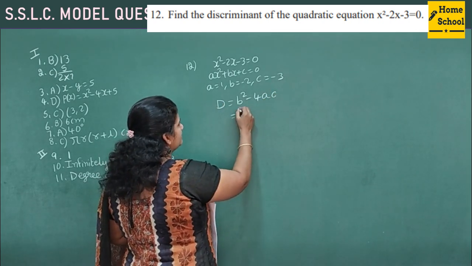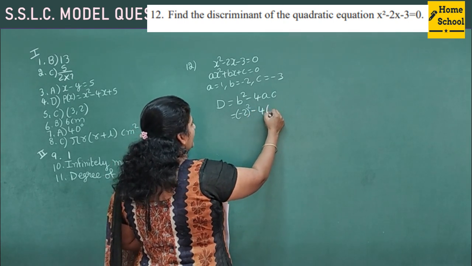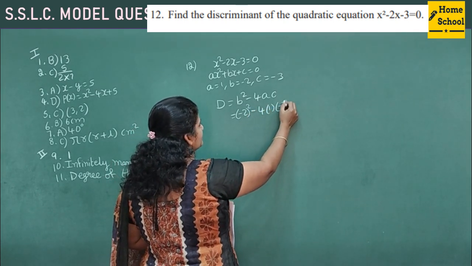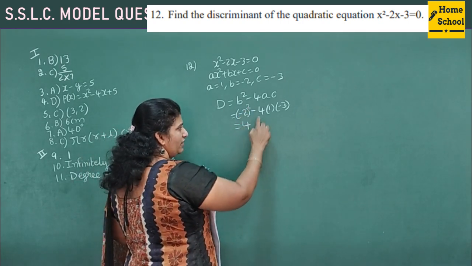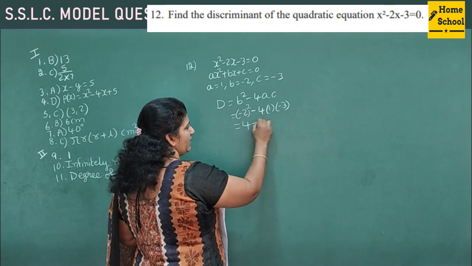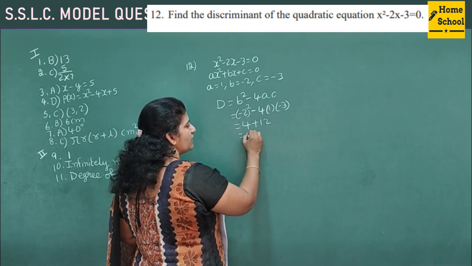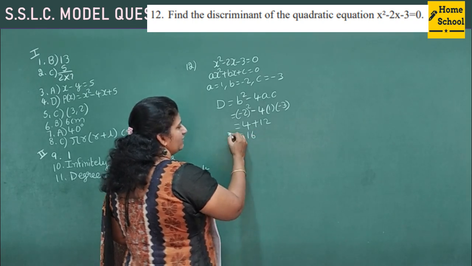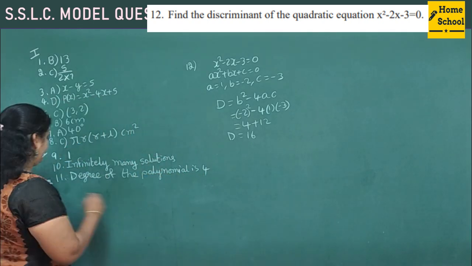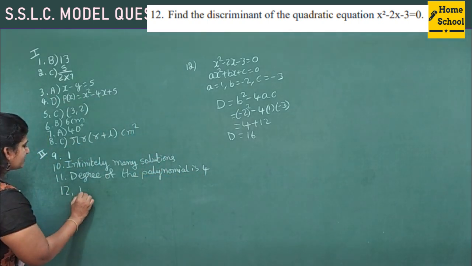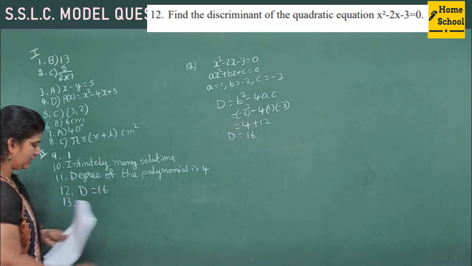Substitute the values in this. Minus 2 whole square minus 4 into 1 into minus 3. Minus 2 into minus 2 will be plus 4, and here minus into minus plus. 4 3s are 12, 12 into 1 it will be 12. 12 plus 4, 16. What is the discriminant value here? It is 16. You can write discriminant equal to 16 or D is equal to 16.